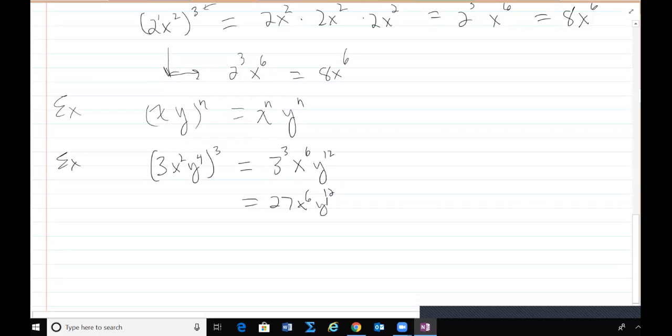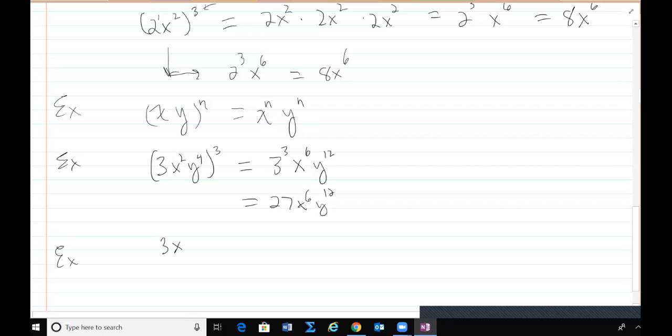I think we got most of the rules taken care of. Let's look at what happens when we complicate the problems a little bit. In other words, we're going to just kind of put in a little bit of everything.